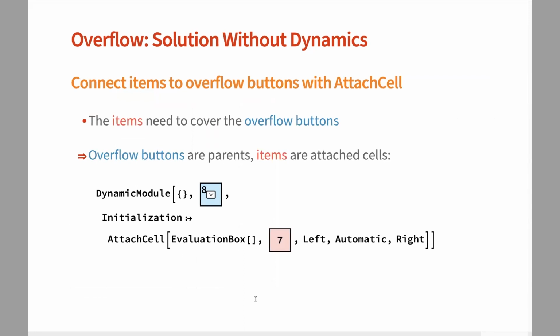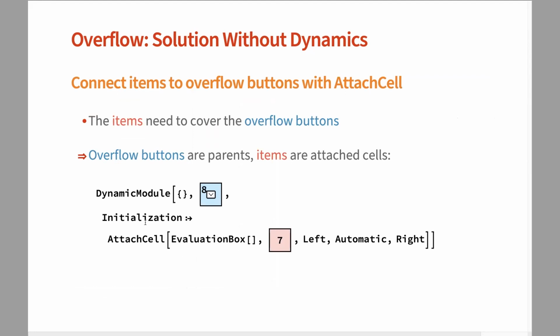Okay, so how do we actually construct this? Well, we can do it with attached cell because we want things that are sort of hovering over other things and attached to other things, right? And so the items are the things that need to cover the overflow buttons, which means that the overflow buttons are the parents and the items are attached to them.